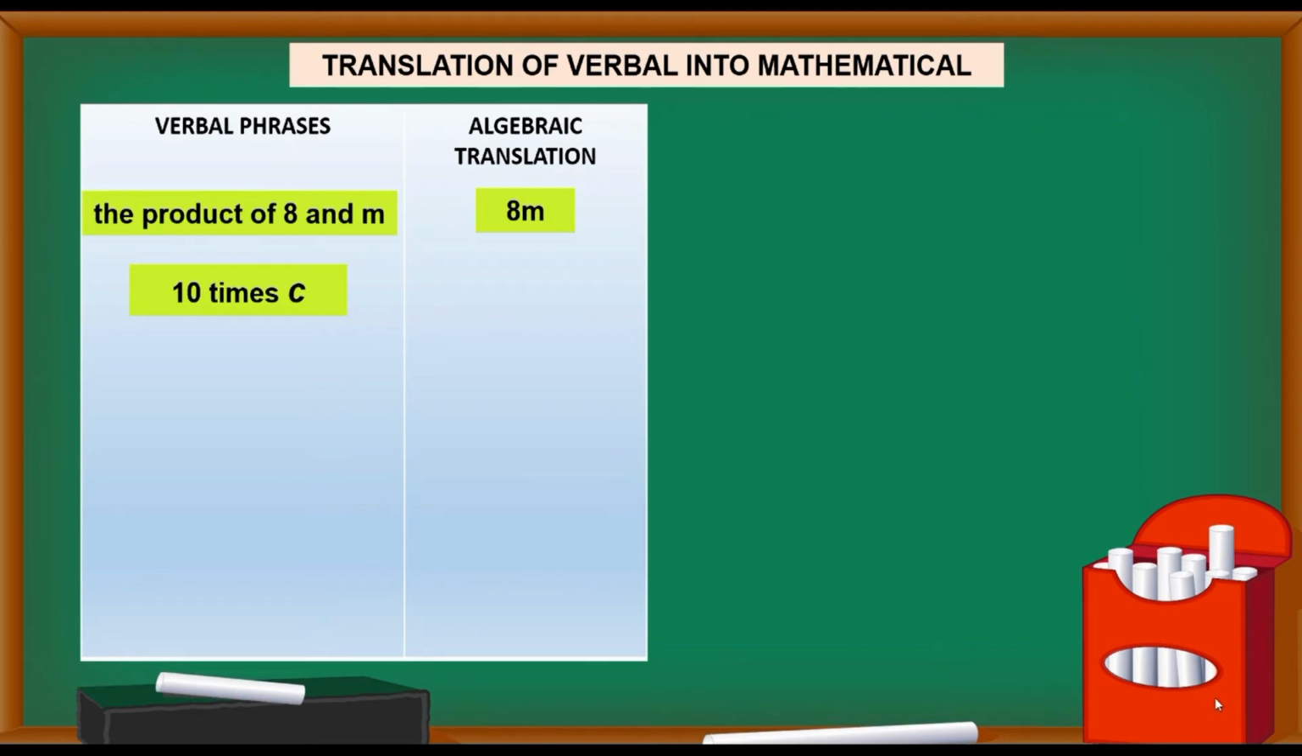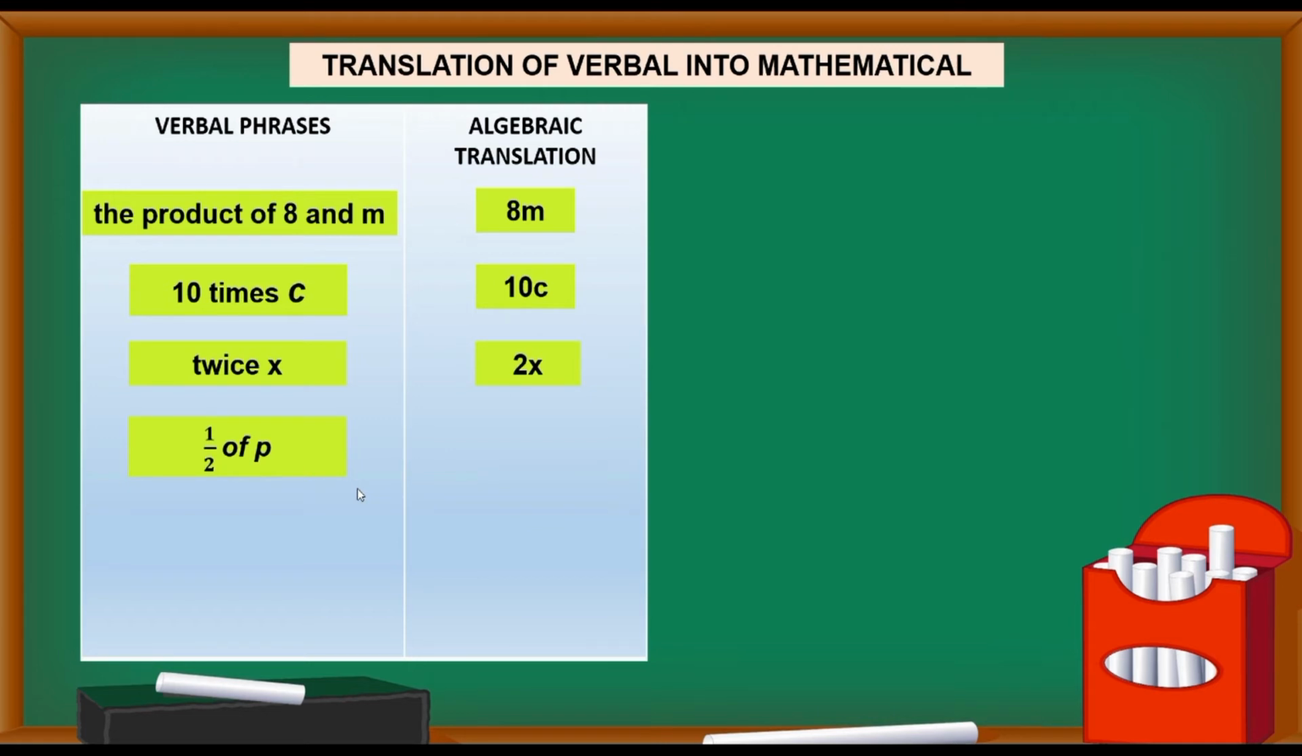So, next one is 10 times c. Again, since it is a number and a variable or letter, pwede siyang pagdikitin. So, 10 times c is multiplication, or 10c. Another is twice x. Ano ibig sabihin pag sinabing twice? Ibig sabihin, dalawang ulit. So, dalawang ulit ng x, so that would be 2x.